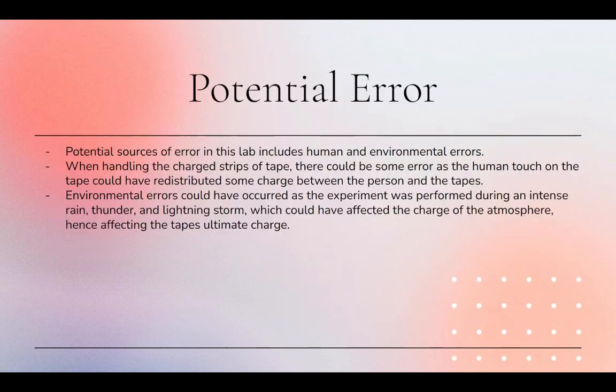Potential sources of error in this lab included human error, which would have occurred without carefully handling the tape. If my hand accidentally touched a piece of the charged tape, some of the charge may have been redistributed, making the results inaccurate. Additionally, sources of error could have come from the environment. Since the experiment was performed during an intense lightning storm, electricity in the air could have affected the results that were found in the lab.